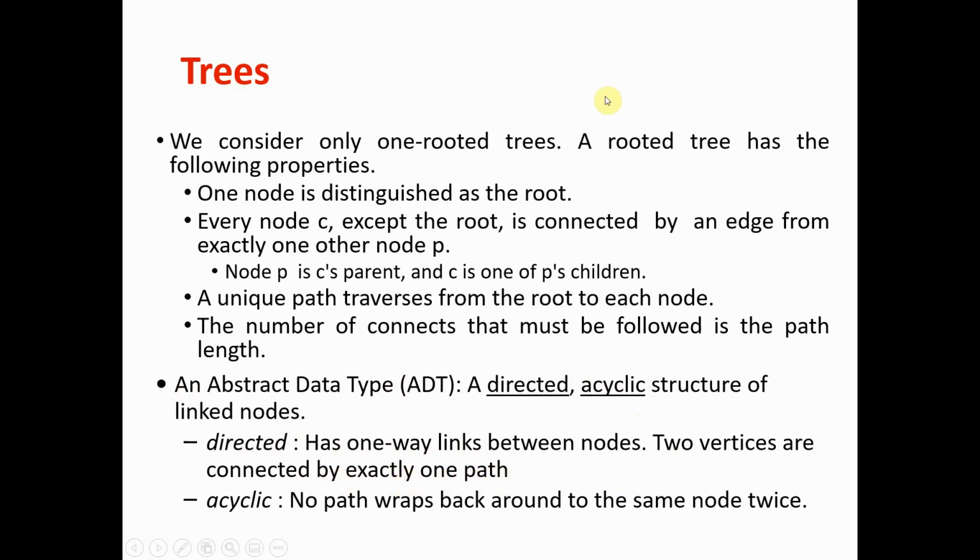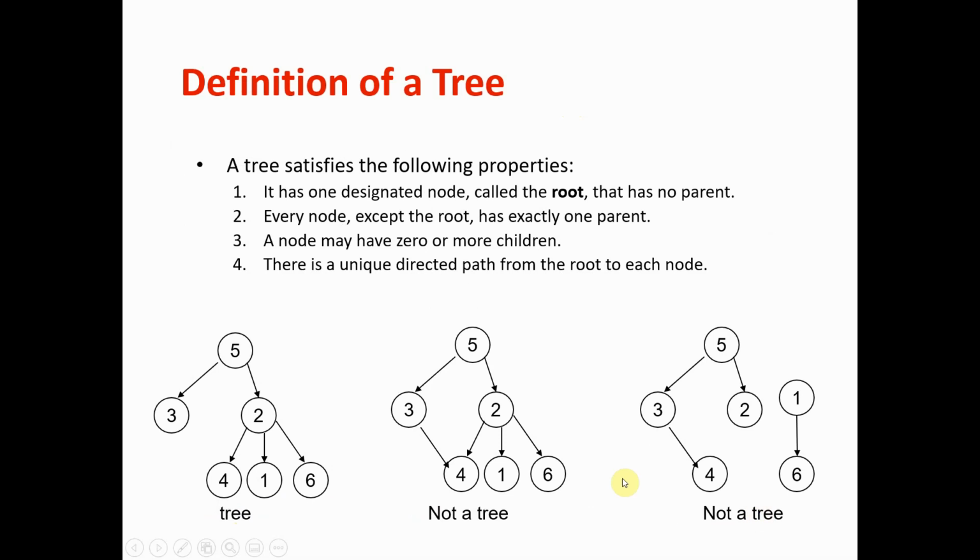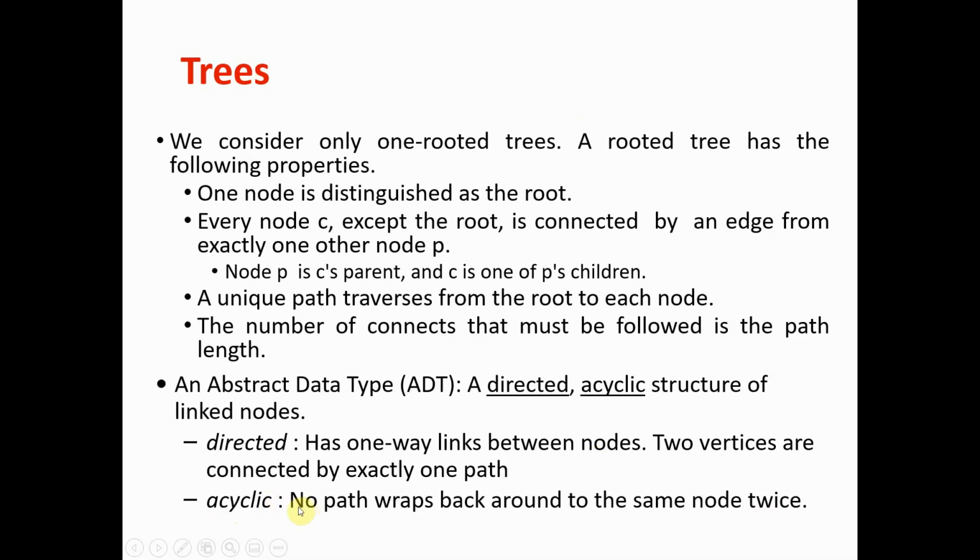So we cannot have multiple paths between two nodes. And acyclic means that no path wraps back around to the same node twice. Basically it means that there are no loops, there are no cycles.